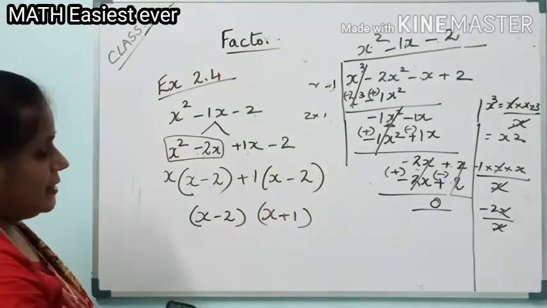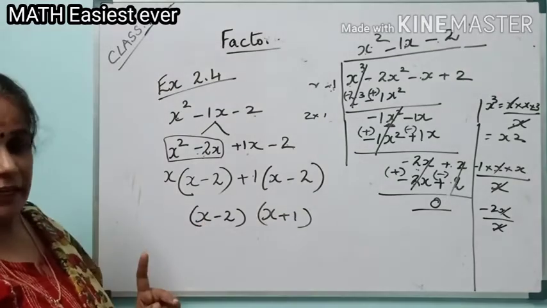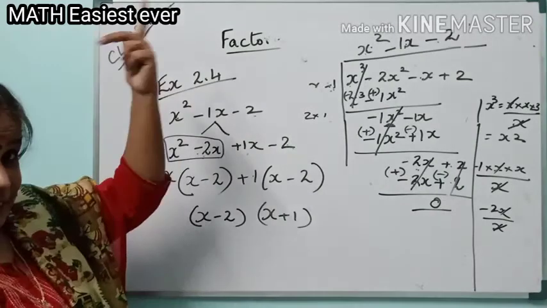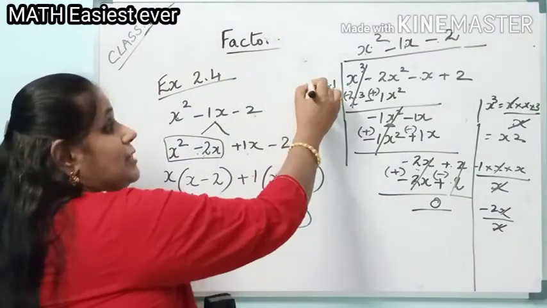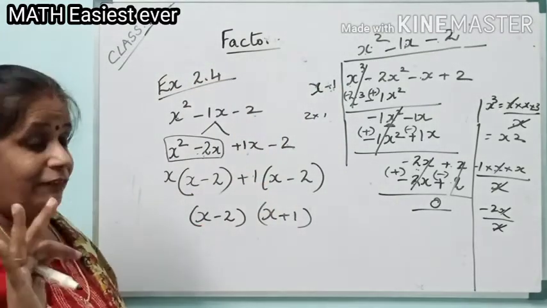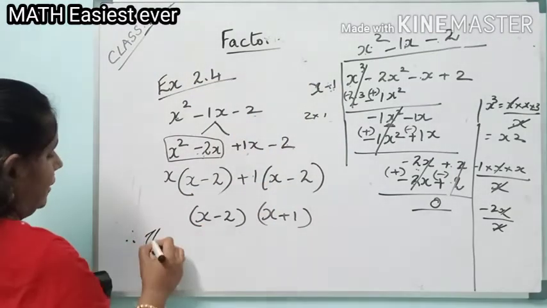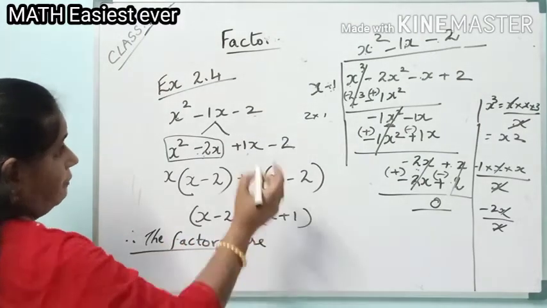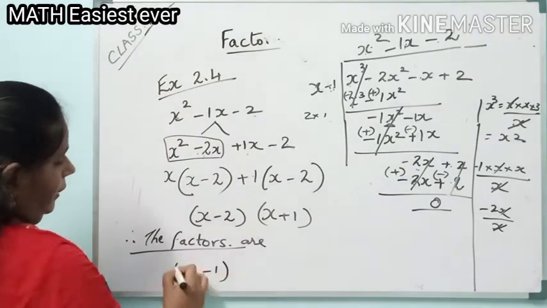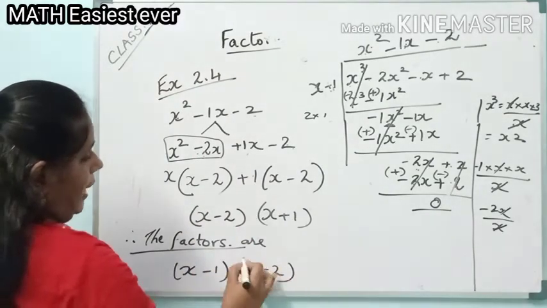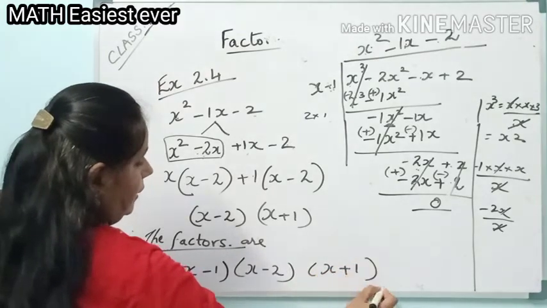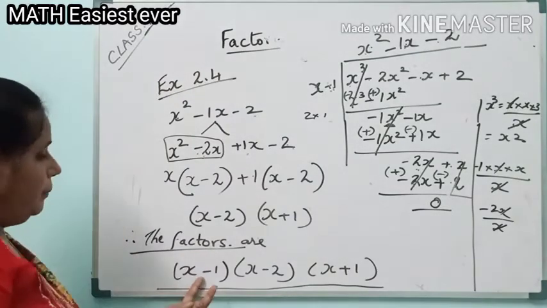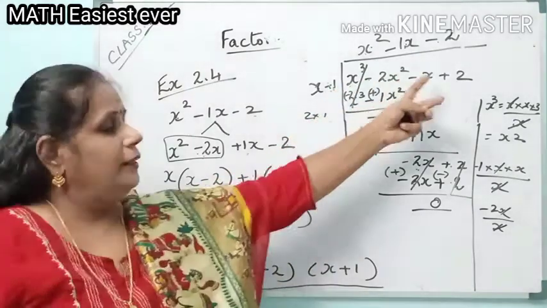So what are the factors here? x minus 2 and x plus 1. In other words, if you multiply these two, you will get this. So which was our first factor? Our first factor was x minus 1. So we got the three factors. After you factorize the cubic polynomial, the factors are, first we got x minus 1, now we got x minus 2, and then we got x plus 1. These are the three factors of that polynomial. In other words, if you multiply this and then with this, you will get this question.